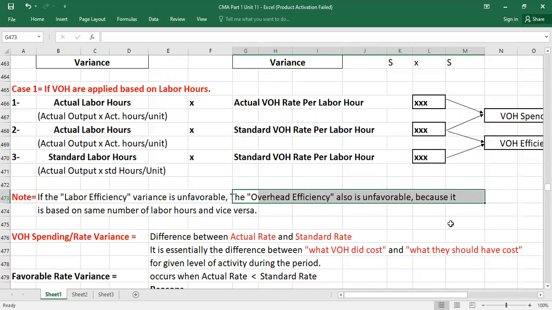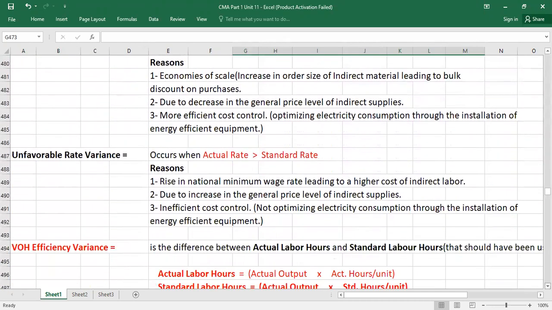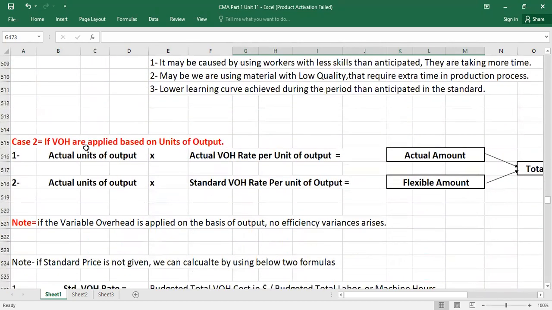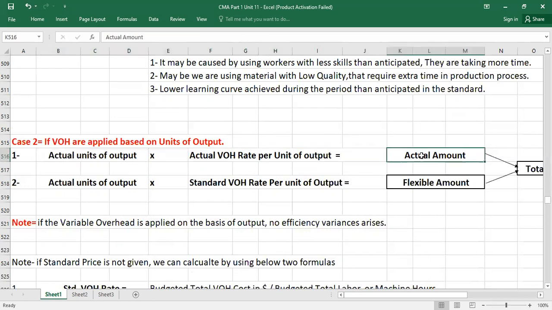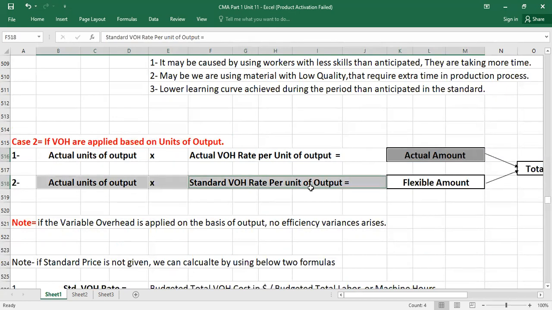Now we are going to talk about case 2, what to do if you are absorbing the overhead based on units of output. So this is the second case. It's really important. In the second case, the first line is actual units of output multiplied by actual variable overhead rate per unit of output. So this will give you, by the way, the actual amount of the variable overhead. Sometimes straight away you will be provided with the actual amount of the variable overhead in the question. And on the second line, you will take actual units of output multiplied by standard variable overhead rate per unit of output.